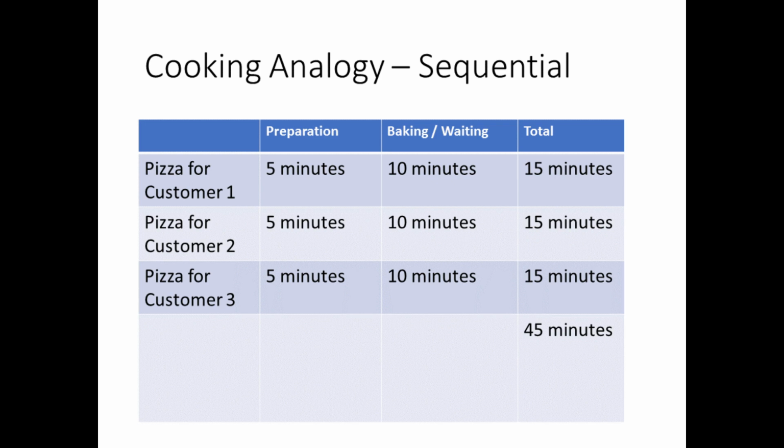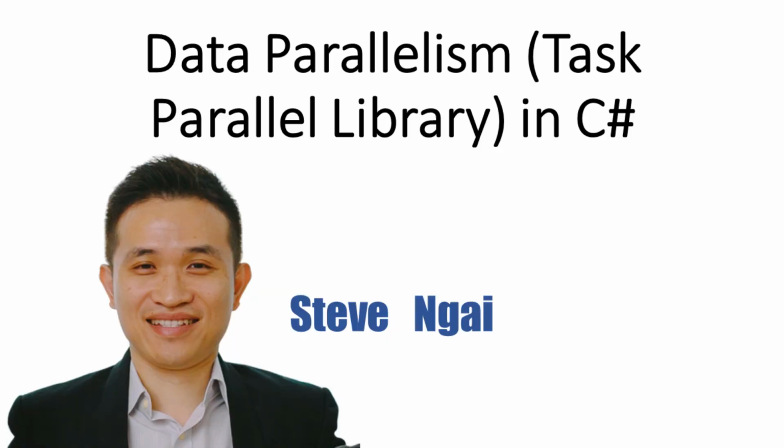But after a while, the junior cook realized that while waiting for the pizza to be baked in the oven, he can start to prepare the next pizza. By doing so, the total time spent for the 10 customers is reduced significantly. This is concurrency.